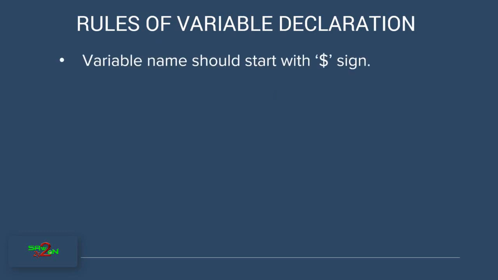So let's look at the rules now. The first rule is the variable name should start with $ sign. So we have seen this example wherein when you put a $ sign in front of the variable name and then you use that in the double quotes to print the message, then it's able to recognize it as a variable. So all the variables should start with $ sign.